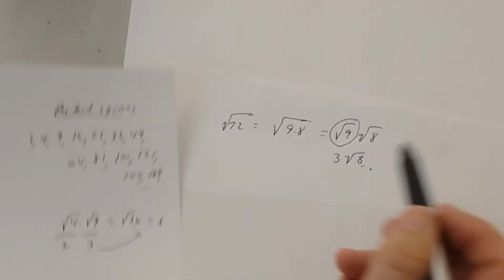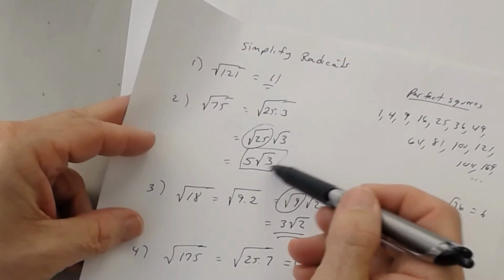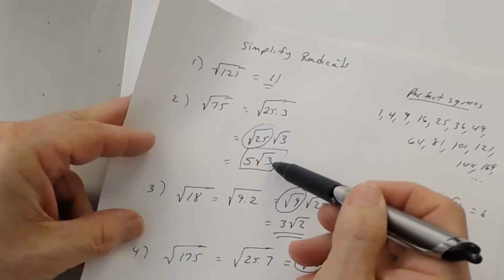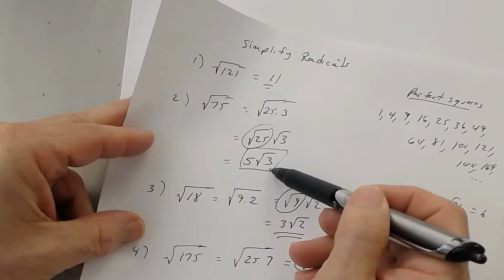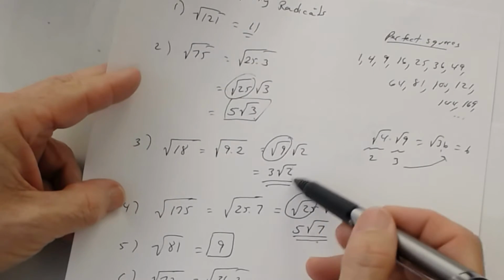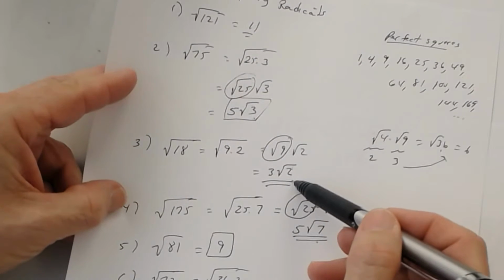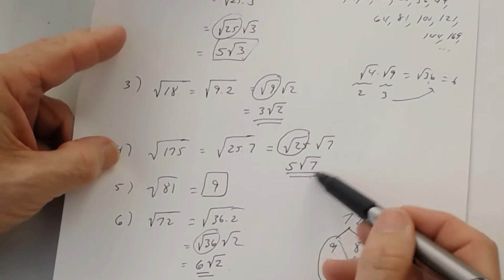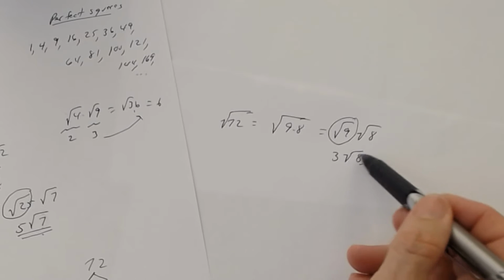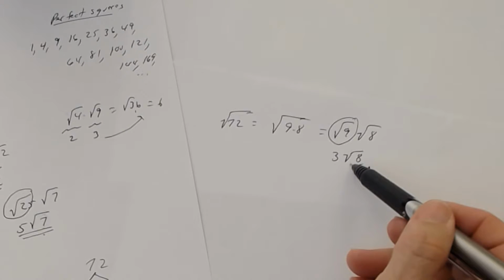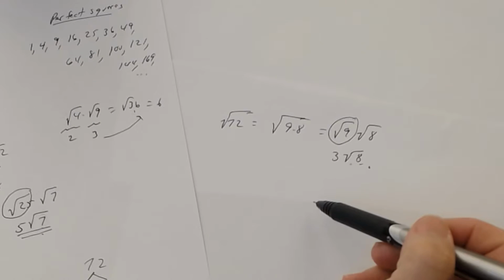Because you need to always ask yourself, the square root of 3, is there a perfect square other than one that goes into 3? Yes or no? No. Is there a perfect square other than one that goes into 2? No. Is there a perfect square other than one that goes into 7? No. Is there a perfect square other than one that goes into 8? Yes. Which one? 4.